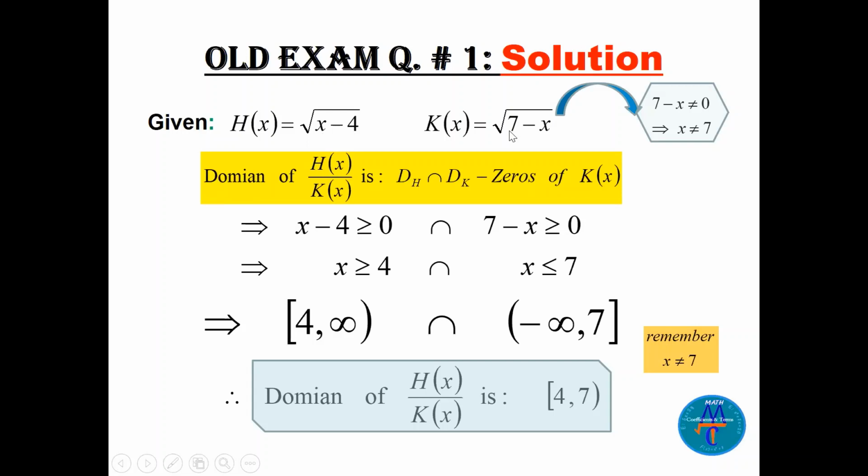For the square root of 7 minus x, we take 7 minus x greater than or equal to 0, so x will be less than or equal to 7. If you find the intersection, it will be 4 to 7 closed. You see both closed, but remember that x cannot be 7 because we are dividing the function h by k. So that's why we make 7 open, because it is in the denominator and we cannot accept any 0 there.